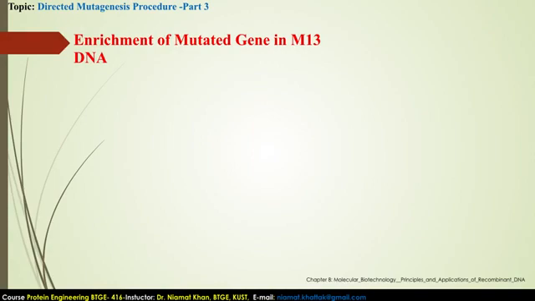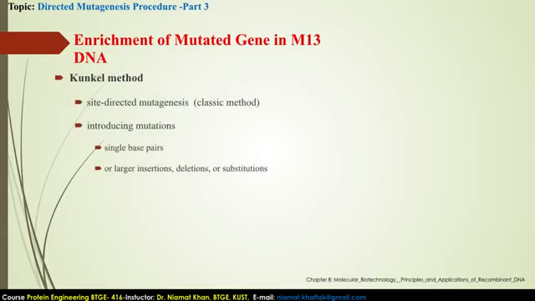Here is a brief summary of how to enrich mutated DNA with our desired mutation in M13 DNA. We can apply the con-kill method. In this method, first we introduce our desired mutation through a mismatch oligonucleotide in the gene of interest. We can introduce either a single base pair or a larger change that can include insertion, deletion, or replacement mutation. We have already discussed these mutations in our previous lecture in detail. Please follow our previous lecture for these mutations.